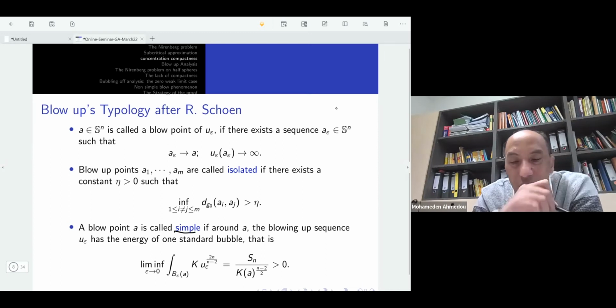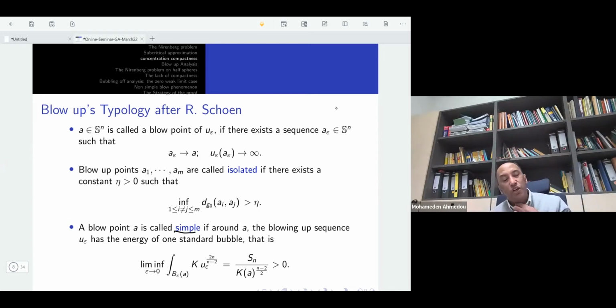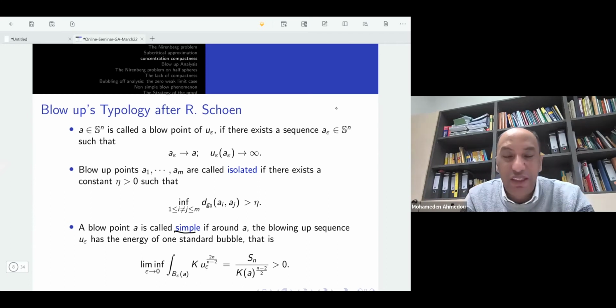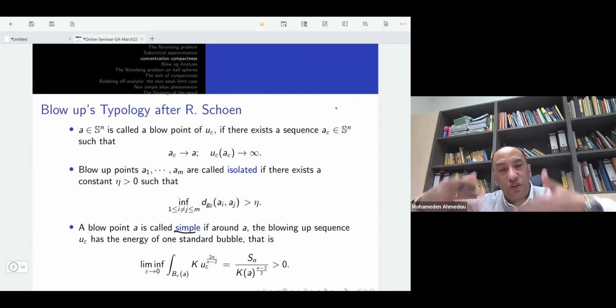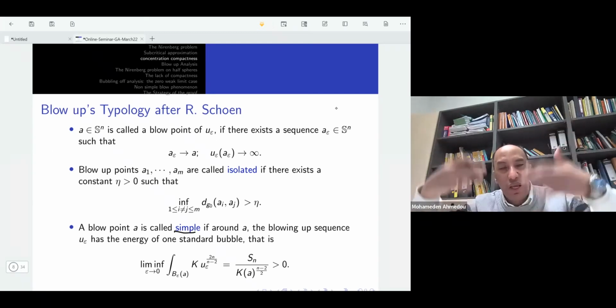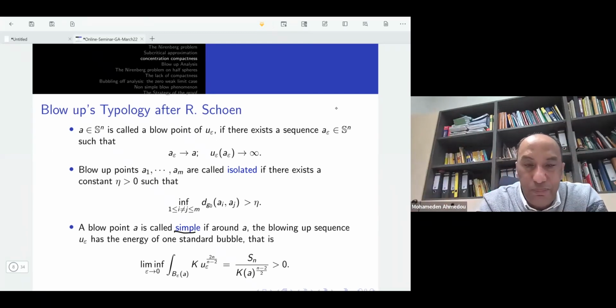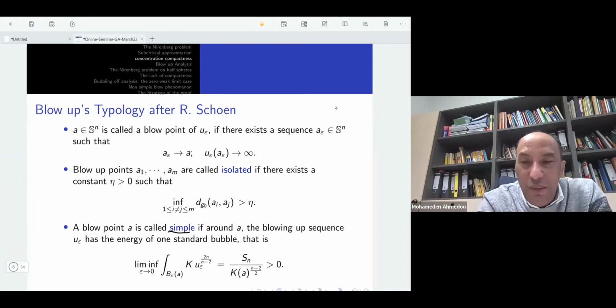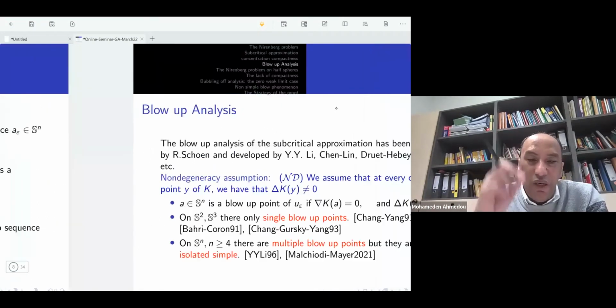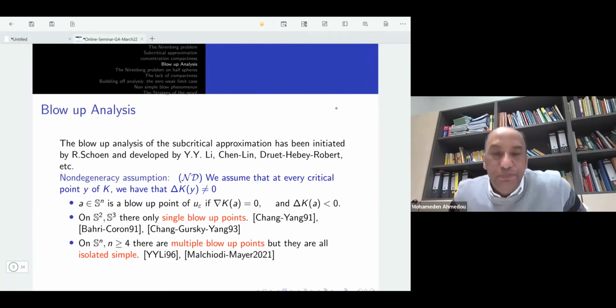So if it is only the energy of one bubble, you say that it is simple. But we will see that if it is non-simple, you get at one point the energy of m bubbles, m bigger than or equal to 2. So now with this definition, let us come back to the Nirenberg problem.